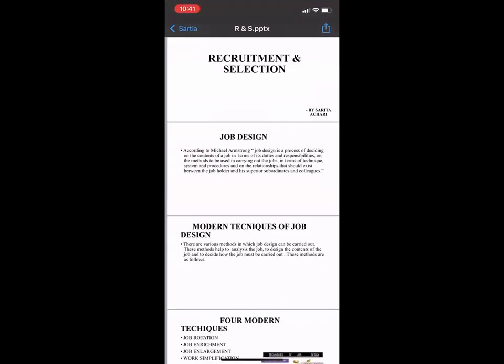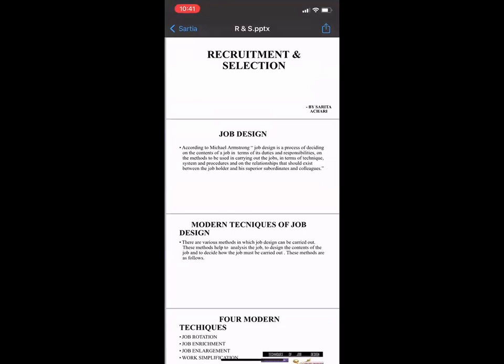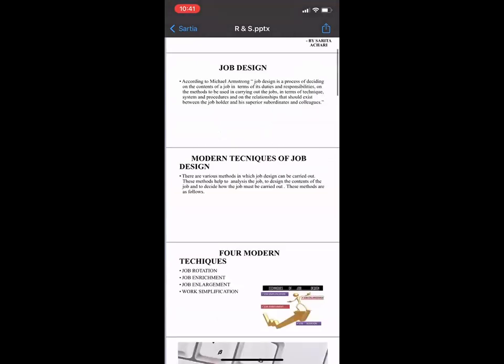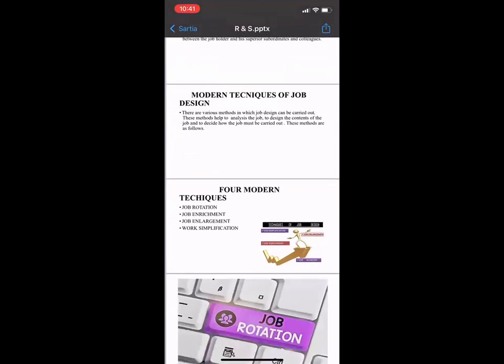Job designing. According to Michael Armstrong, job designing is the process of deciding on the contents of a job in terms of its duties, responsibilities, and on the method to be used in carrying out the job in terms of technique, systems, and procedure, and on the relationship that should exist between the job holder and its superiors, subordinates and colleagues.